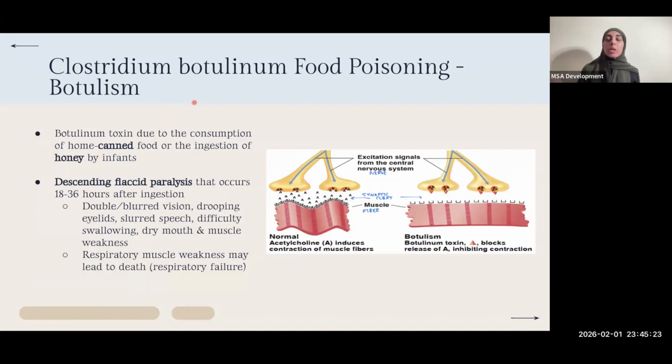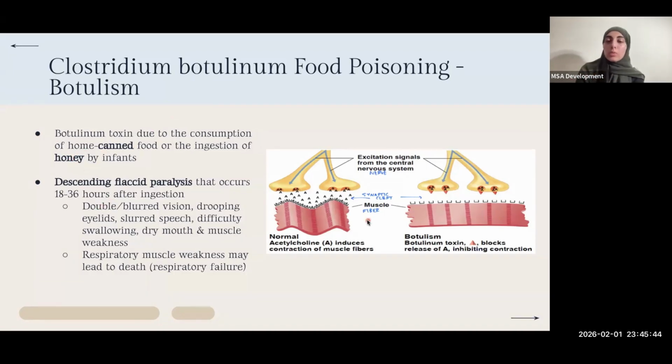But infants, because their GI tract and their microbiota are still underdeveloped, if they eat these spores of Clostridium botulinum in honey, okay, they cannot destroy them. So they have the spores from honey, and the spores eventually germinate, leading to botulism.